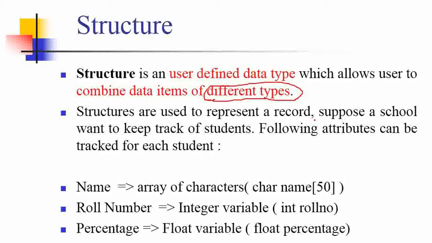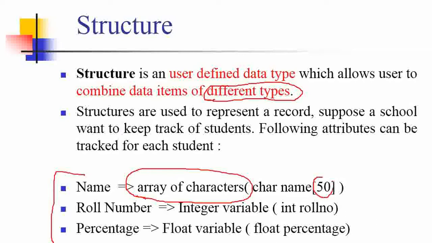Structures are used to represent a record. Suppose, for example, a school wants to keep track of students. The following attributes can be tracked for each student. What attributes can there be for students? These three, just for example: name, an array of characters. Okay, roll number will be an integer variable. Roll number, you know, can be stored in an integer. So int roll number, and here char name 50.